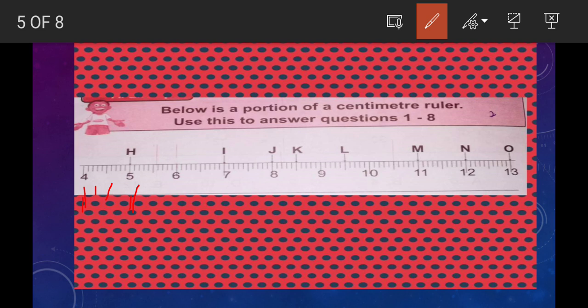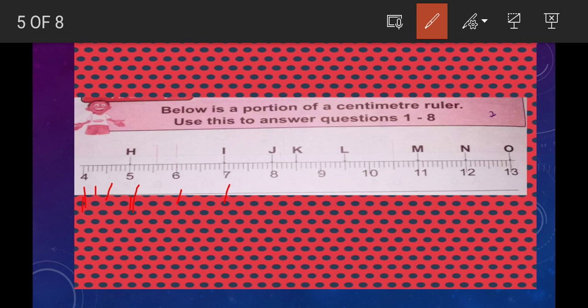That means from 4 to 5 here, assuming this 4 is 0, you are having 1 centimeter. Then from 5 to 6 here, you are having another 1 centimeter, making it 2 centimeters. Then if you proceed to 7 here, you are having another 1 centimeter, making it 3 centimeters.